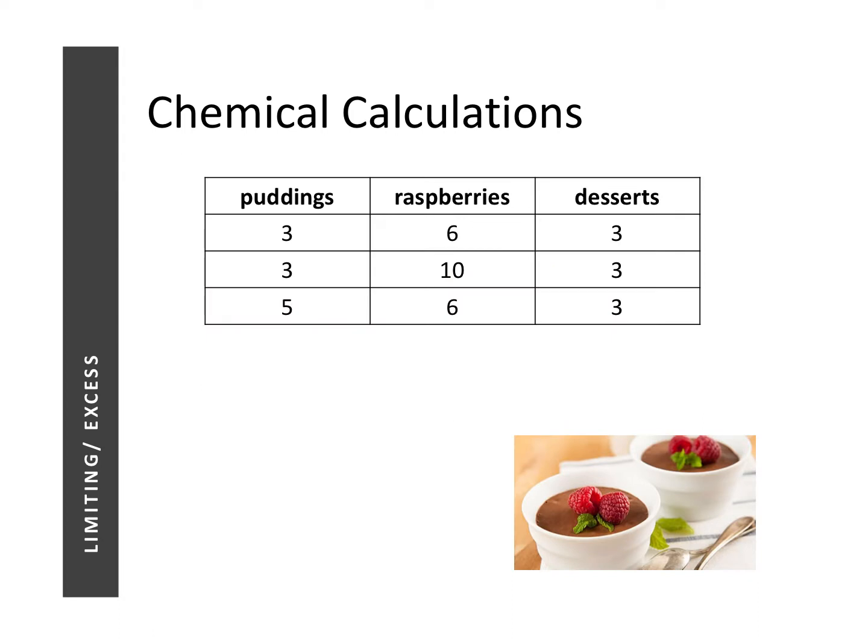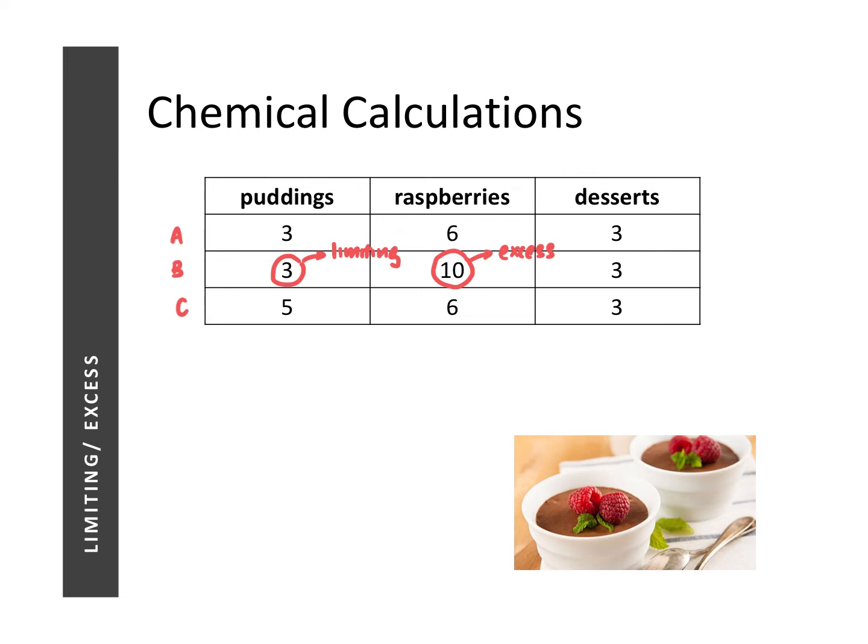So in the 3 scenarios, what did we encounter is this. Let's call them A, B, and C. In scenario B, despite having more raspberries, we can still only make 3 bowls of dessert. Why? Because we are limited by the puddings. We don't have enough puddings. So in this case, the pudding is known to be limiting, or the limiting reactant. The raspberries, we have more than enough. So after making the dessert, we will have some raspberries remaining. So we say that the raspberries is in excess.